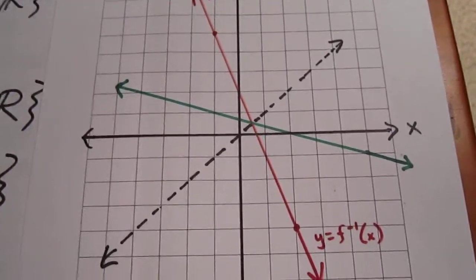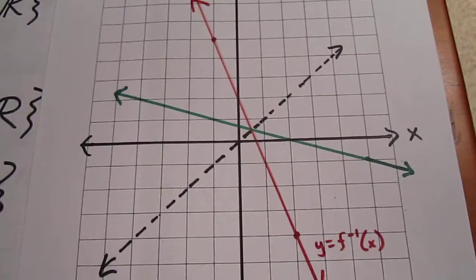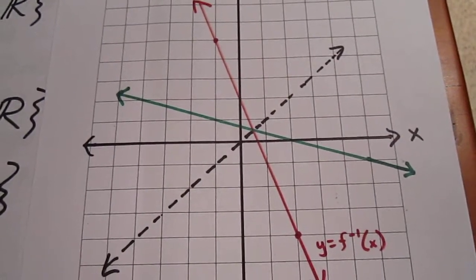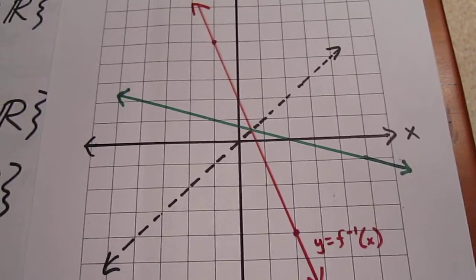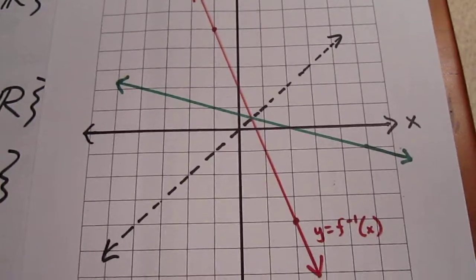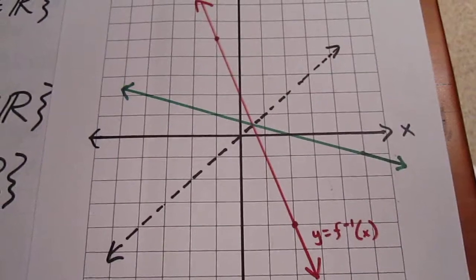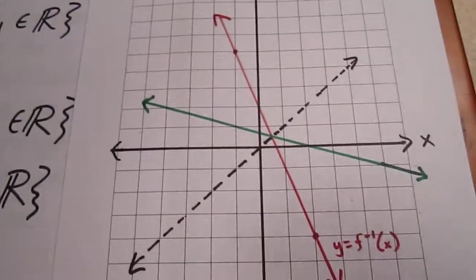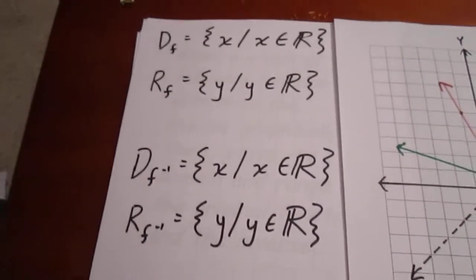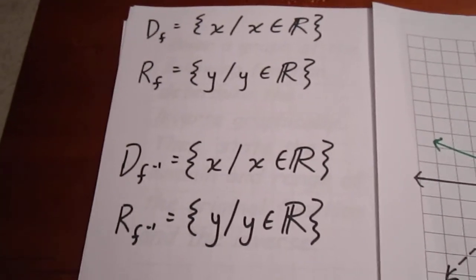Now, we're asked to state the domain and range of each of these. On the green line, the domain is the set of all x element of the reals, and the range is the set of all y element of the reals. Well, since the domain of one corresponds to the range of the inverse, the range of the inverse should be the set of all y element of the reals, and the domain of the inverse should be the set of all x element of the reals.